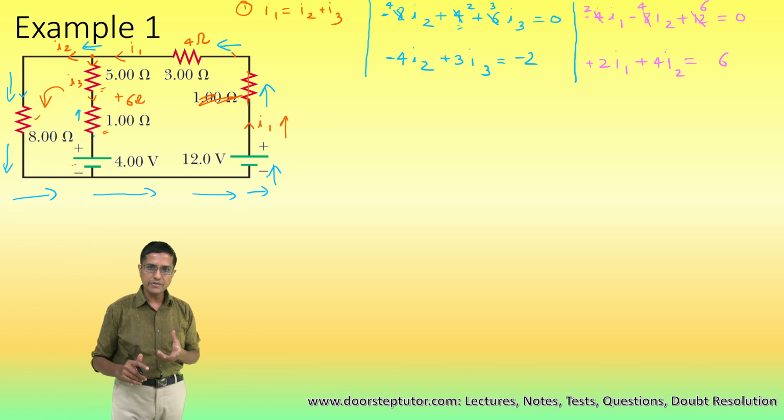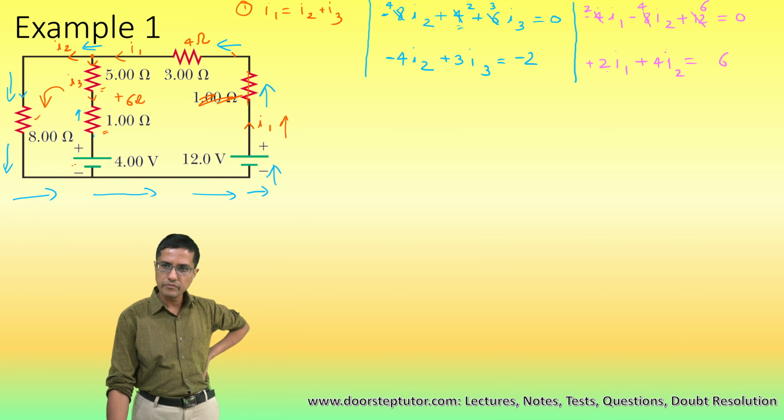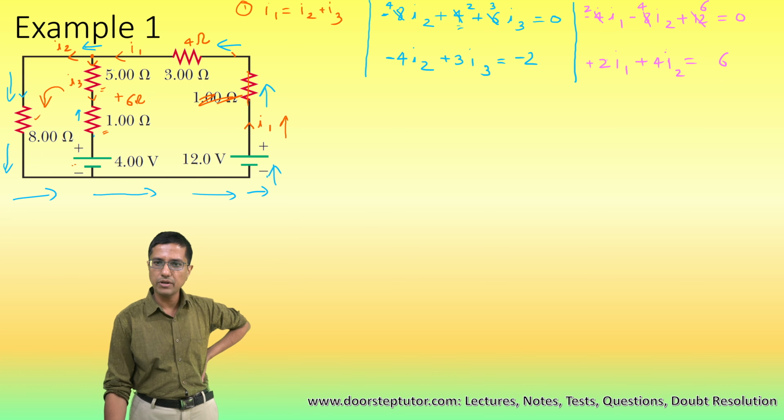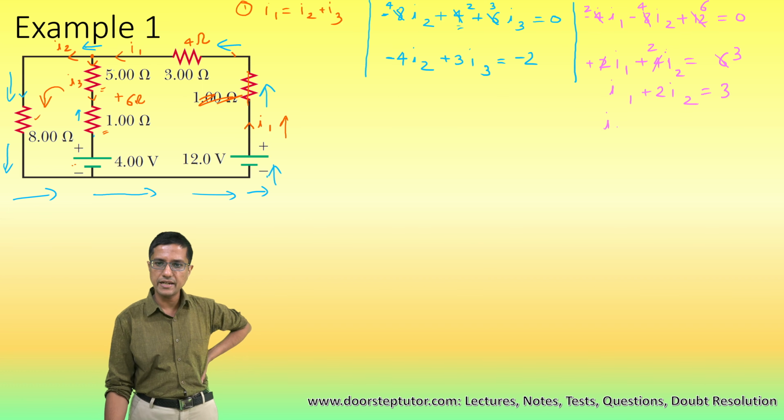Okay, so this equation looks very, very simple. Actually, what I can do, I just noticed, is that I can simplify it further. So we'll just divide it by 4. So this becomes 2 and this becomes a 3. So this becomes I1 plus 2I2 is equal to 3. Now I1 I know is I2 plus I3. So this I can write as I2 plus I3 plus 2I2 is equal to 3. Now this becomes 3I2 plus I3 is equal to 3.